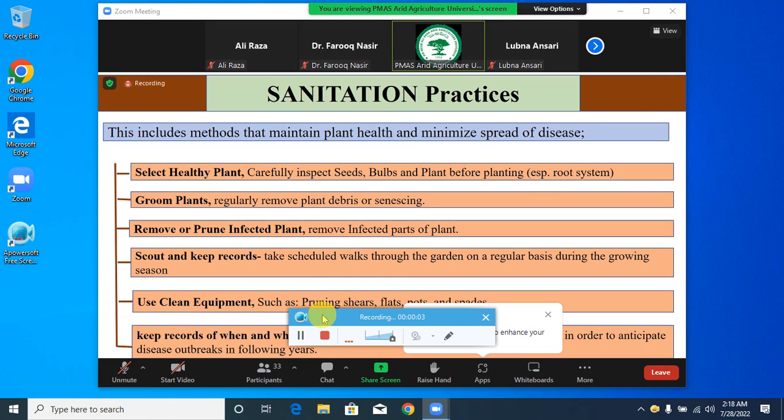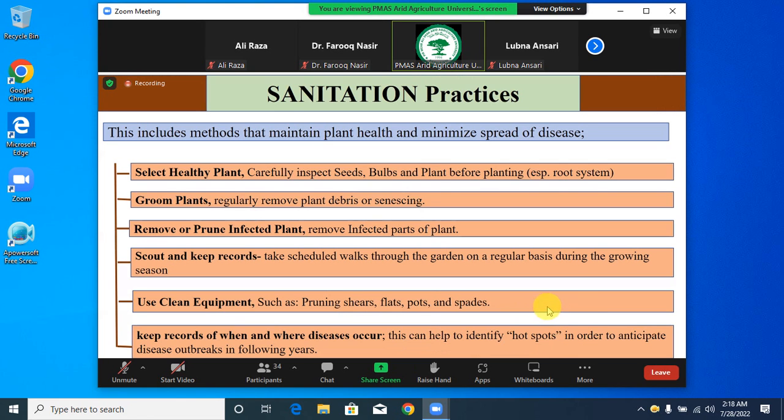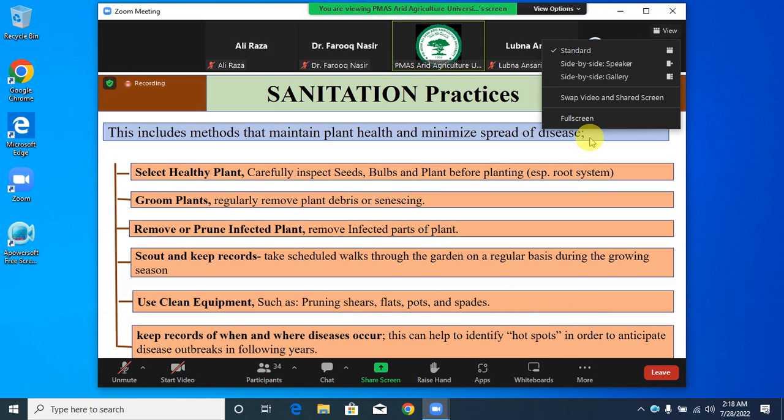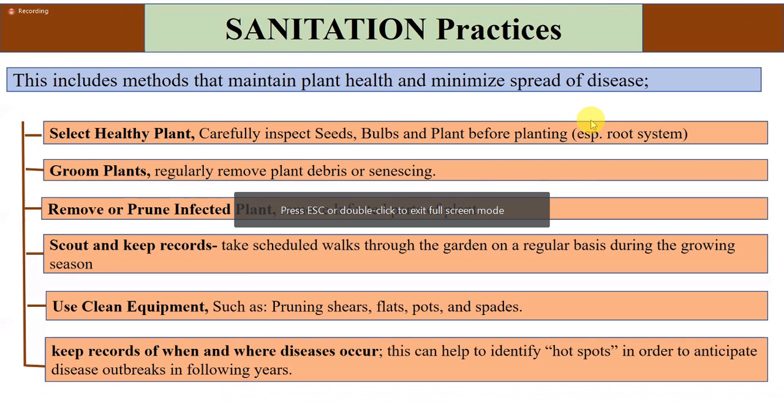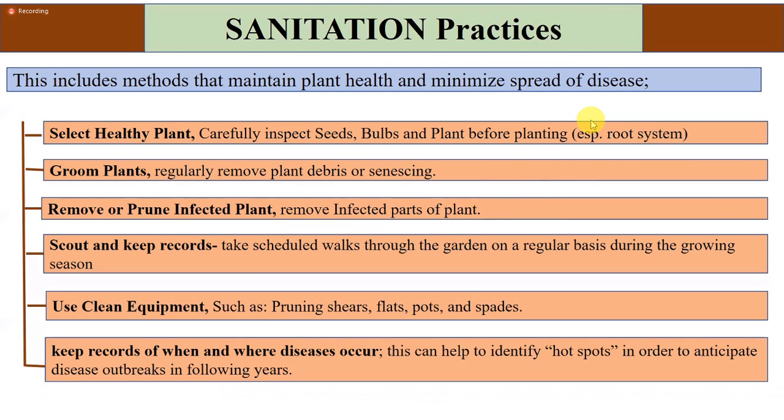Infect the plants, or the disease, or the spread of a disease. Number one, we just carefully inspect seeds, bulbs, and plants before planting, especially the root system. Also, in plant pathology, in your field condition, you should remove the plant debris or senescent material, because our pathogen, for example, rust spores, are present. When the field condition is at the wheat stage, it is the most appropriate condition where the rust will be able to attack.